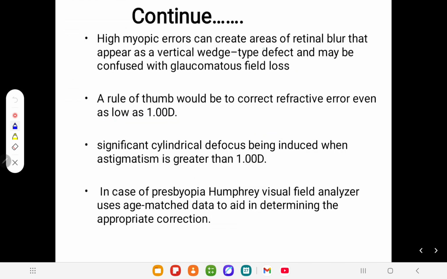So, high myopia error can create areas of retinal rod that appear as a vertical wave-type defect and may be confused with glaucomatous visual field loss. The rule of thumb would be correction of refractive error even as low as 1 diopter. That's very important. Significant cylindrical defocus is induced when astigmatism is greater than 1. Okay.